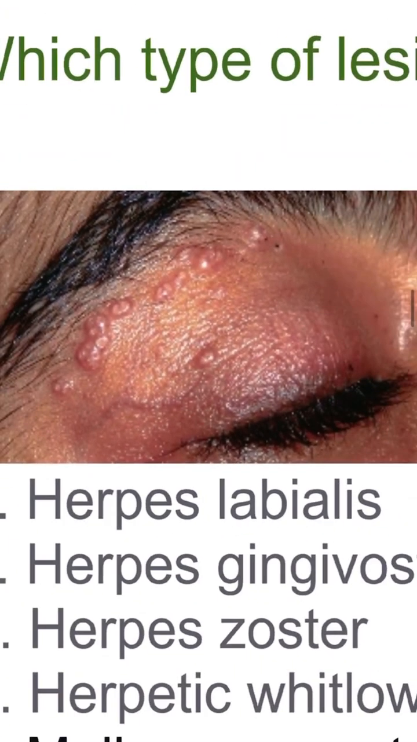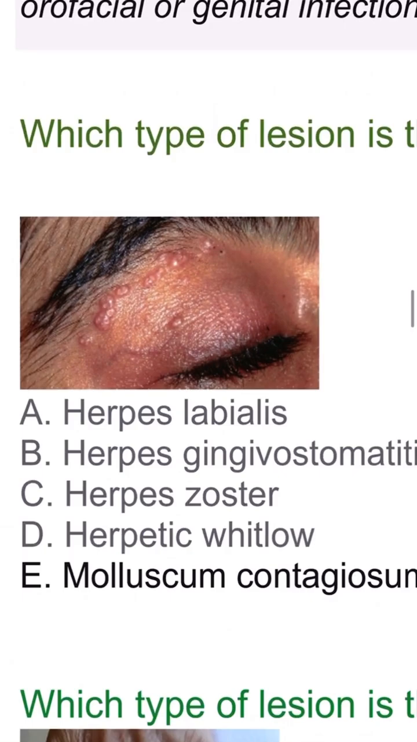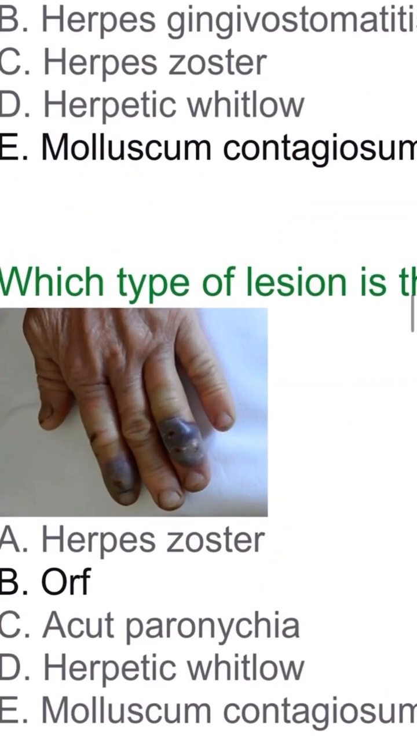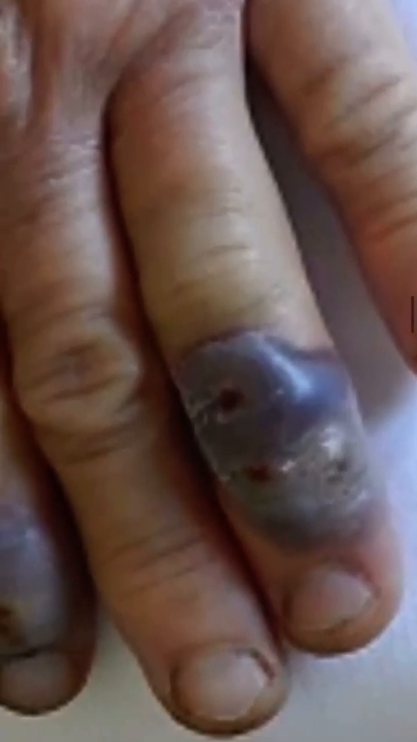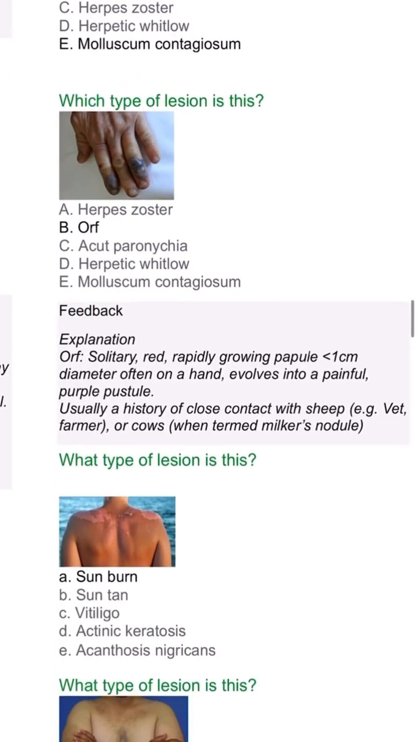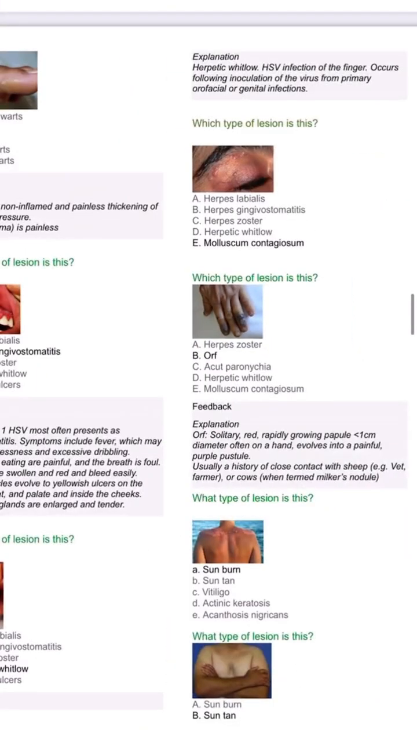This is molluscum contagiosum. Skin colored, umbilicated. So molluscum contagiosum. Which type of lesion is this? This is Milker's nodule, or orf. A solitary red rapidly growing papule less than 1 centimeter in diameter, often on a hand, evolves into a painful purple pustule, usually with a history of close contact with sheep, or from cows, in which case they are called Milker's nodules. So this is orf.